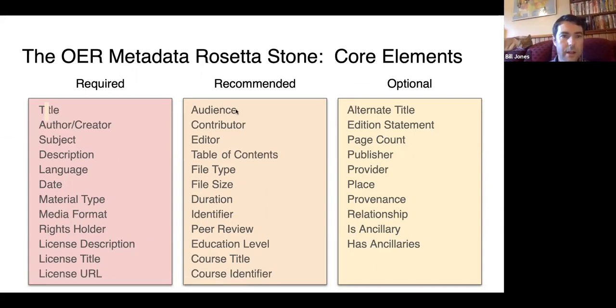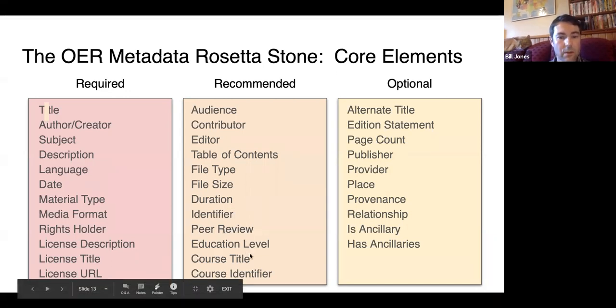Those elements were audience, contributor, editor, table of contents, file type, file size, and the duration of it, you know, how long is it, if it's a video file or an audio file, something that has a time component to it. Identifier, that could be an OCLC number, an ISBN, some type of unique identifier, whether or not there's some peer review information, education level, course title, and course identifier.